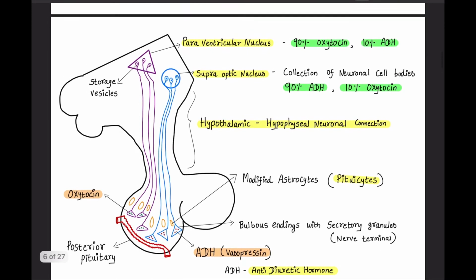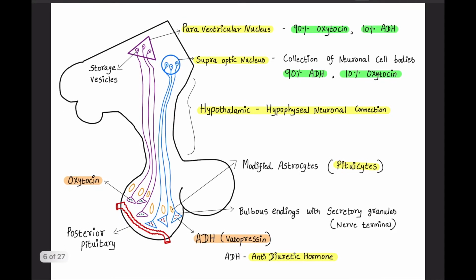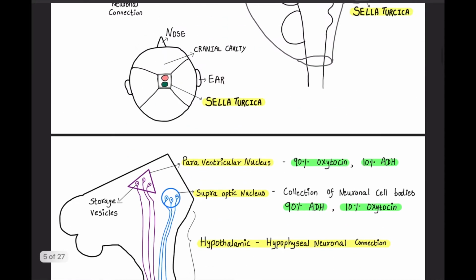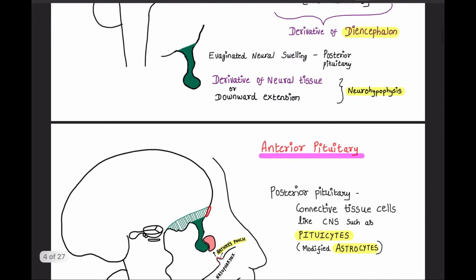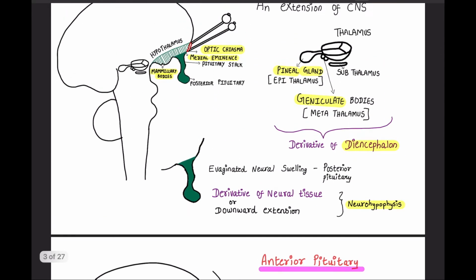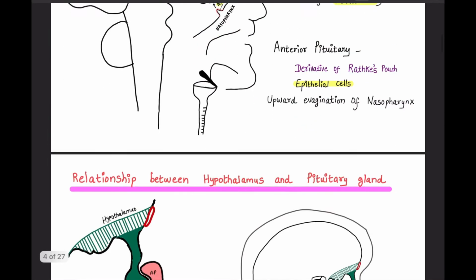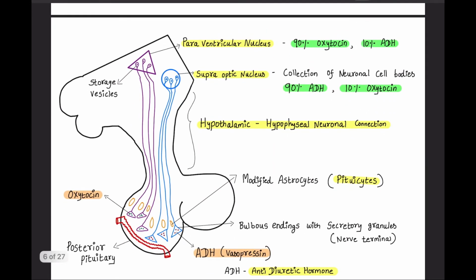I also have mentioned this neurohypophysis here. Neurohypophysis means the connection between the neural and the pituitary. So here you can see it is the hypothalamic hypophysial neuronal connection.